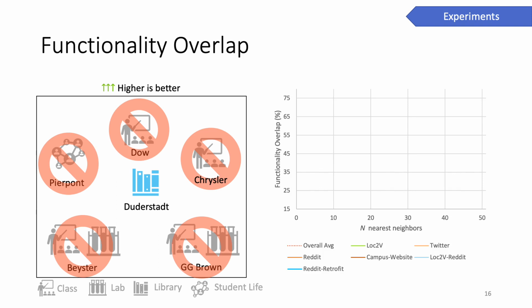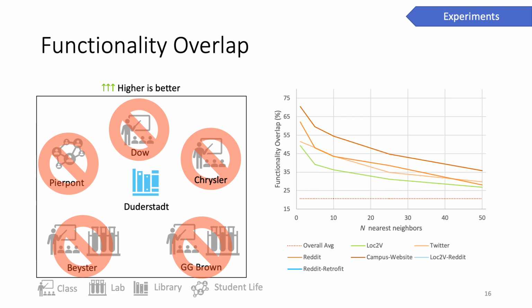For our results, we first look at an overall average, which is the average metric computed over all of the locations for each location. We see that this is around 20%. We find that this is exceeded by log2v, but all of the text-based representations actually do even better, as you see with Twitter, Reddit, and the campus website. By concatenating, we're able to get better results than we are from Reddit alone, while retrofitting leads to similar performance when compared to just Reddit data.